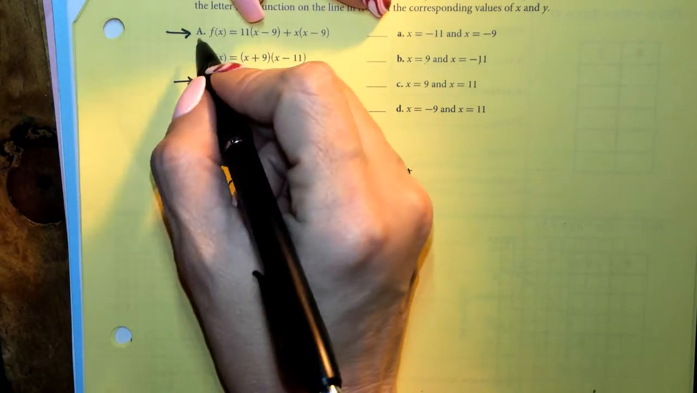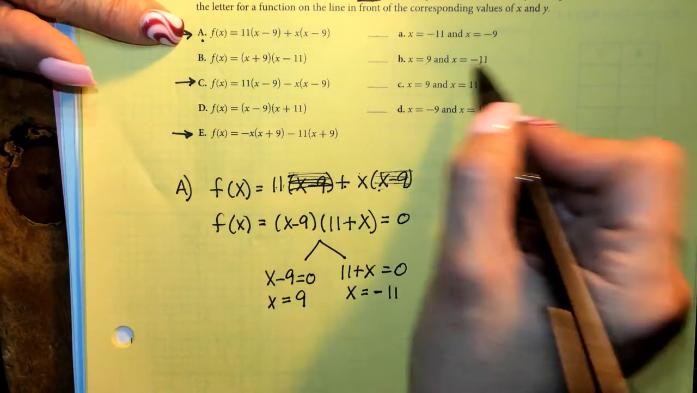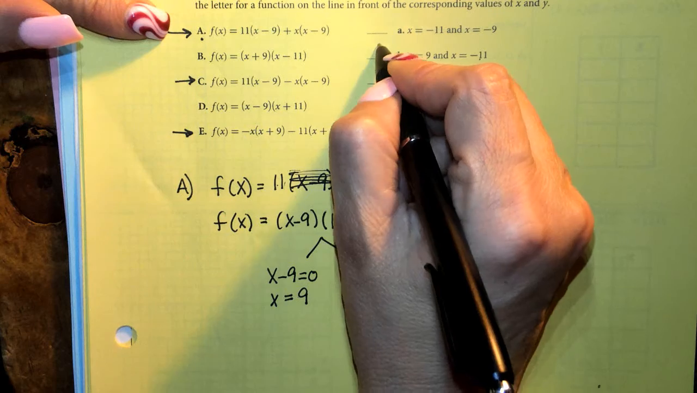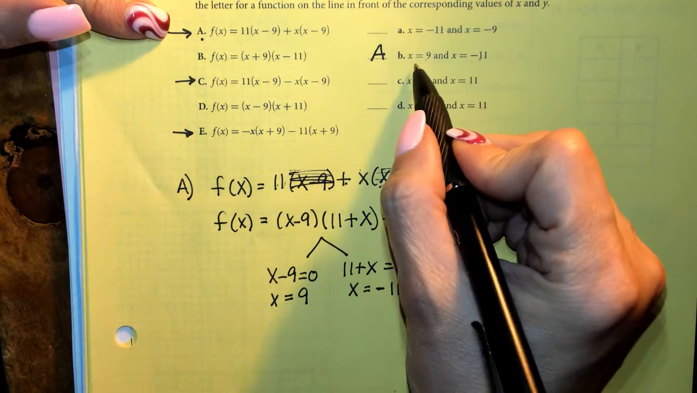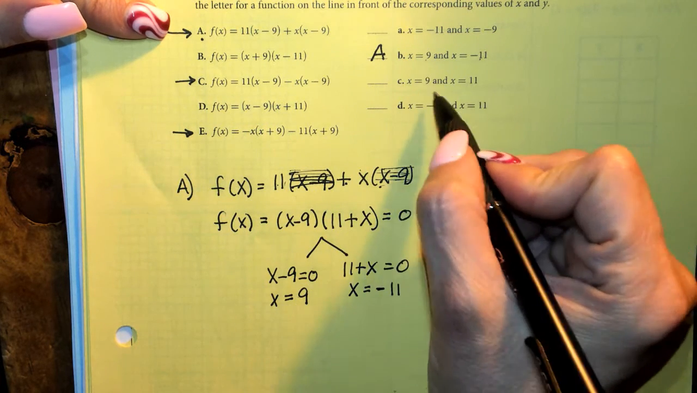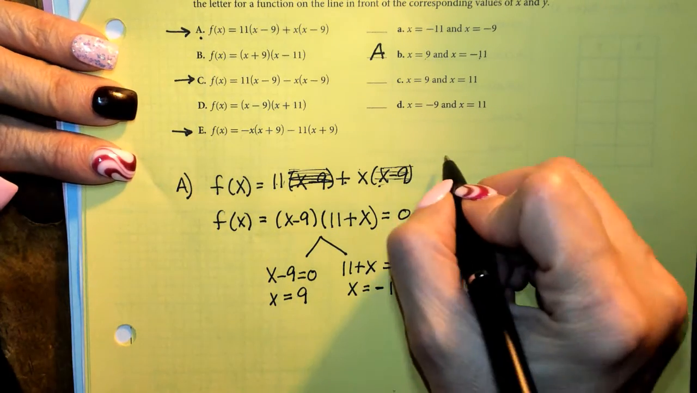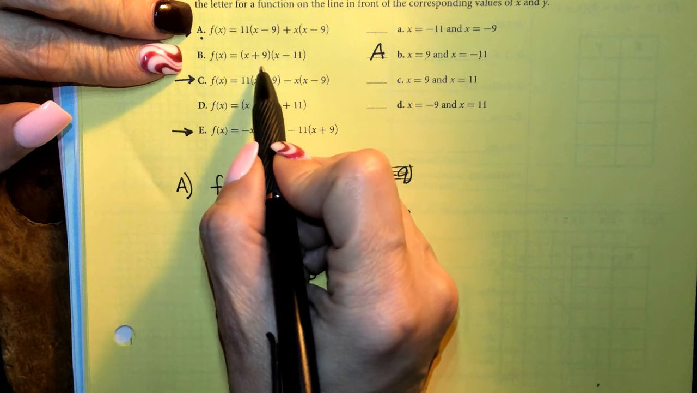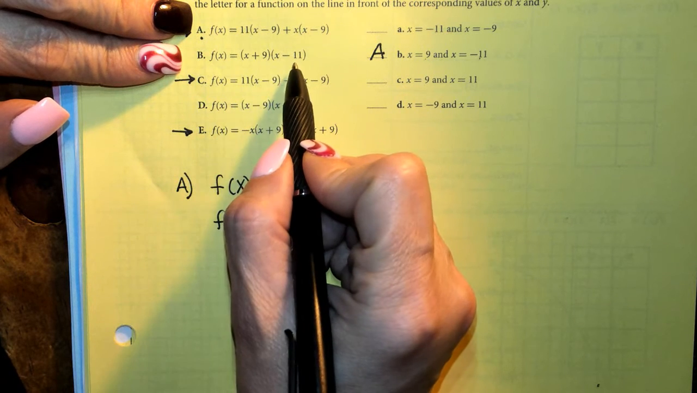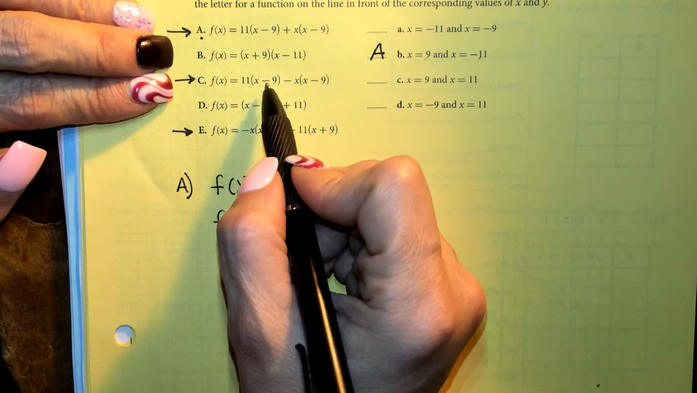So that means that A, I'm going to put an A right here, 9 and negative 11. Yep, that's the only one. All right, then I'm going to go to B. B's you can see pretty easily. You're just going to set both of those equal to 0 and solve. But C is a little different.